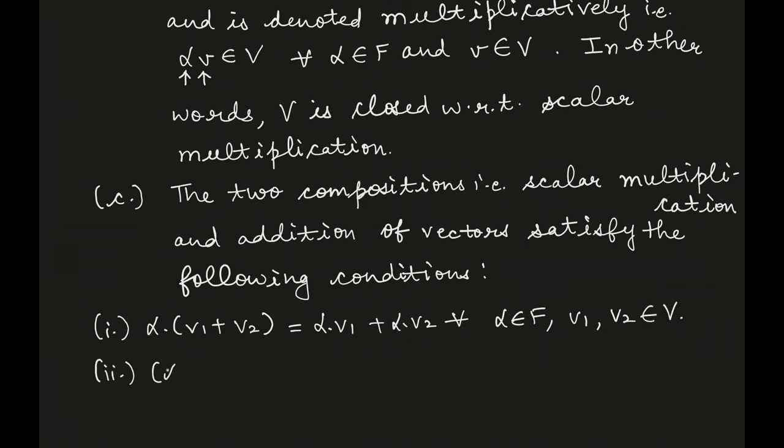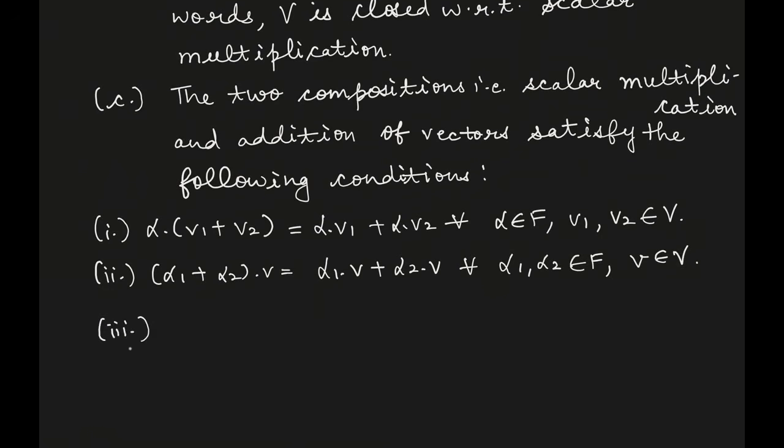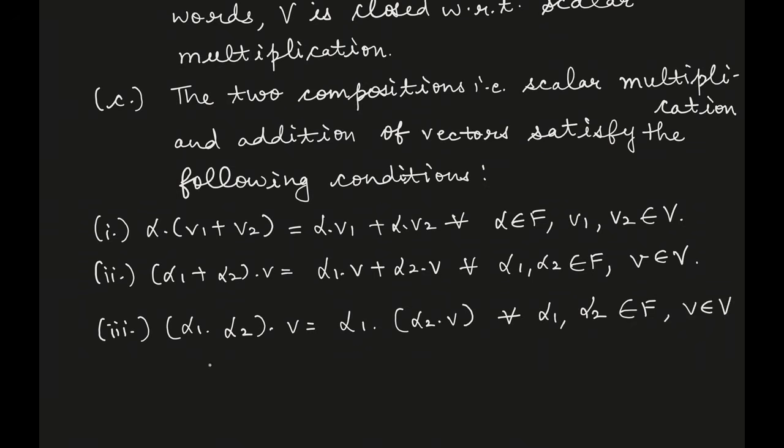Second property, alpha 1 plus alpha 2 into v is equal to alpha 1 into v plus alpha 2 into v for all alpha 1, alpha 2 belongs to field and v belongs to capital V. Third property, alpha 1 into alpha 2 into v is equal to alpha 1 into alpha 2 into v for all alpha 1, alpha 2. These are scalars, so they belong to field, and v belongs to V. Fourth property, 1 into v is equal to v for all v belongs to capital V.